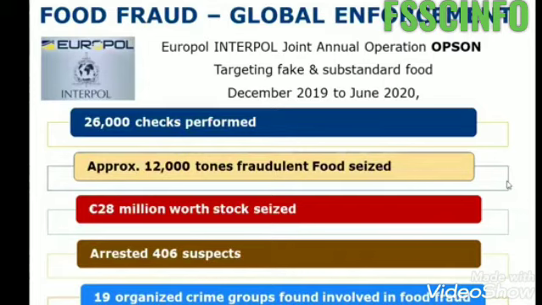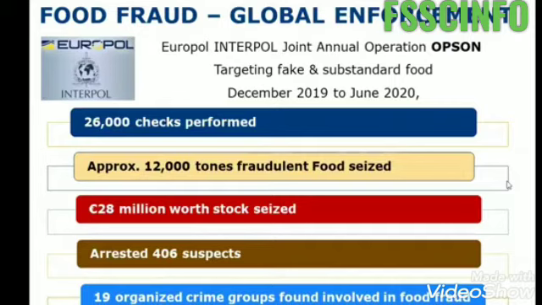And this is just a highlight of their operation from December 2019 to June 2020. They made 26,000 checks and seized 12,000 tons of fraudulent food, and the worth of the stock seized was 28 million euros. I was reading an article yesterday that Germany is going to give 6 million euros to Pakistan as financial aid for Corona. Just imagine, a country that receives 6 million euros will remain obliged for the whole of its time. But here, 28 million euros of stock was seized due to food fraud incidents by this Opson operation.